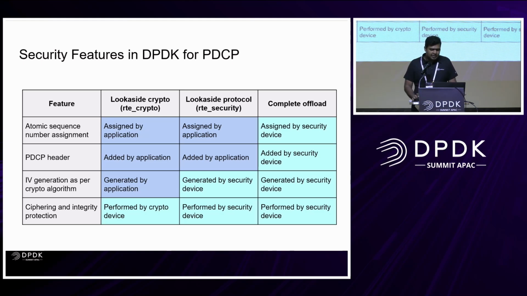To summarize, DPDK provides these two options, one via RTE CryptoDev and another via RTE Security, to accelerate the cryptographic operations. And in the future, it is possible to have one more mode, the complete offload, that could provide more acceleration.